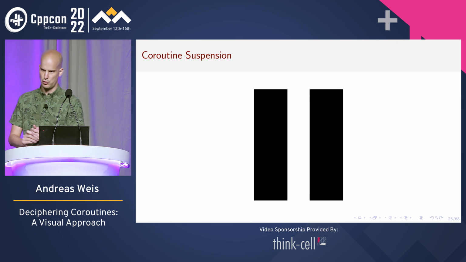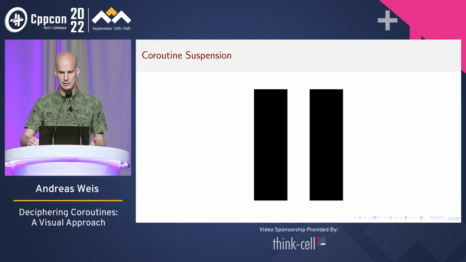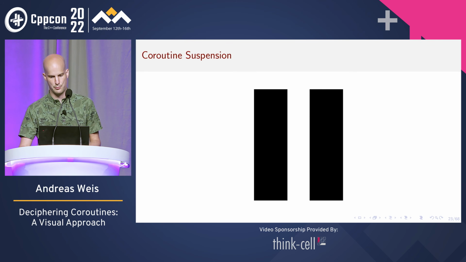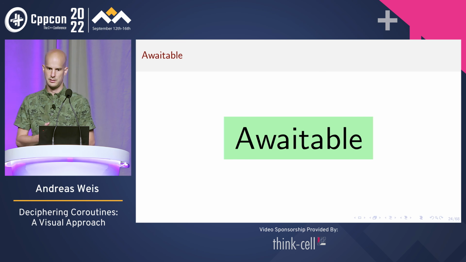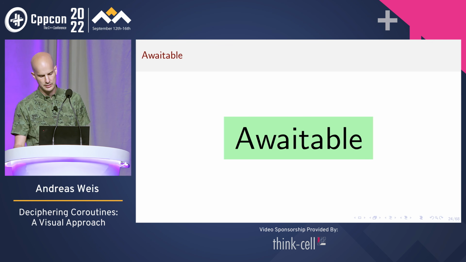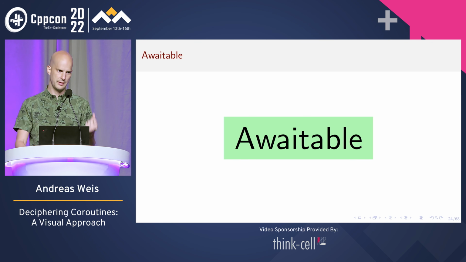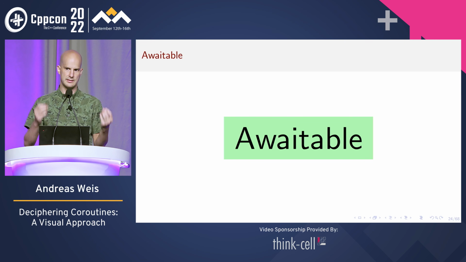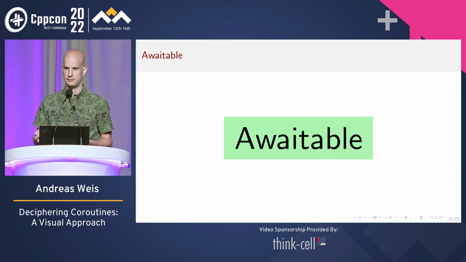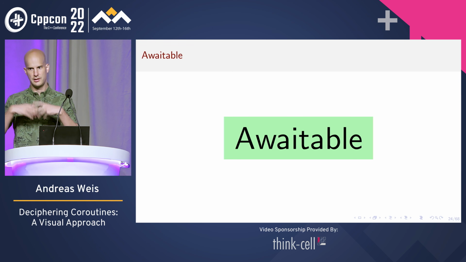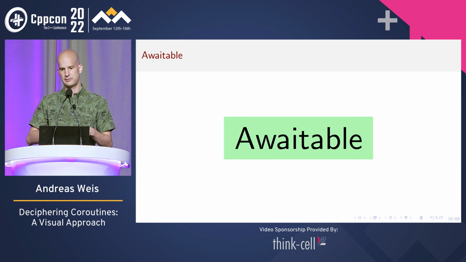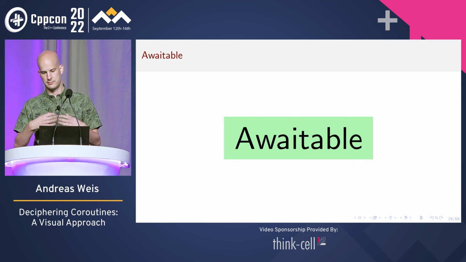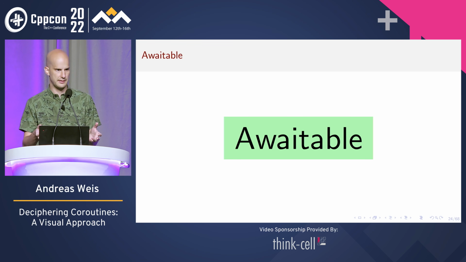So how does this actually work with the coroutine suspension? How can I actually put a coroutine on pause? And for that, we need to understand one more piece of the puzzle, and that's the awaitable. The easiest way to think of the awaitable is that this is just a type that I can call co_await on. So co_await is like an operator. It expects some value as its argument. And all of the types that provide objects that make valid arguments for co_await, those are awaitables.